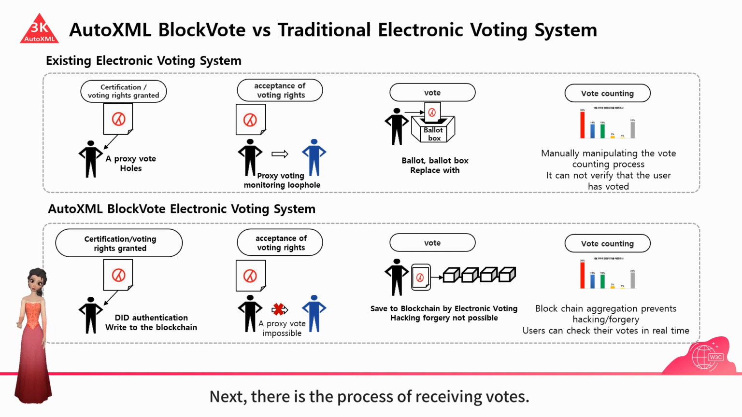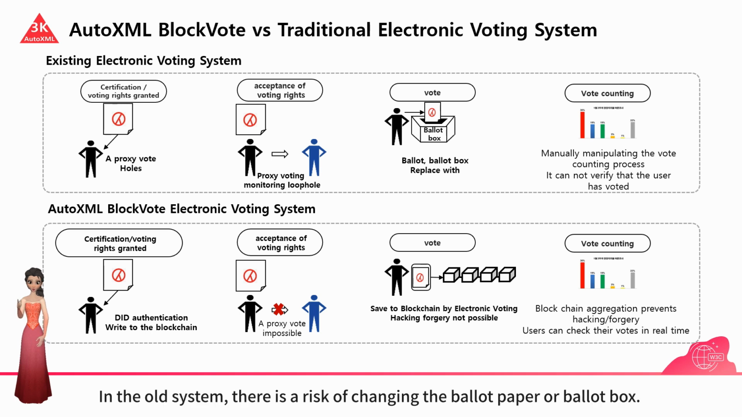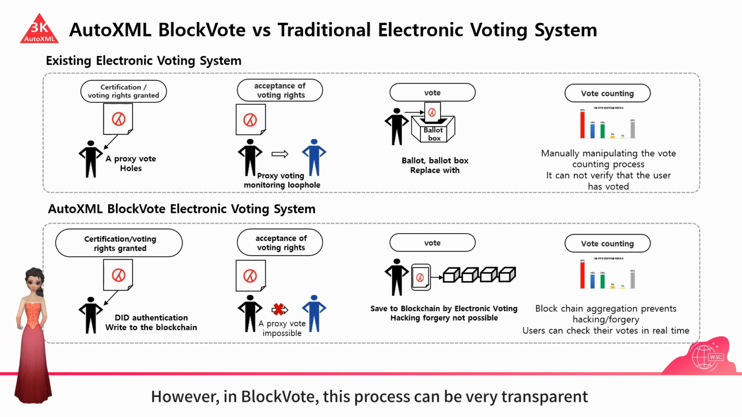Next, there is the process of receiving votes. In this process, there is a problem that it is difficult to monitor proxy voting in the existing system. There is no problem in BlockVote because proxy voting is not possible in the first place. The third is voting. In the old system, there is a risk of changing the ballot paper or ballot box. However, in BlockVote, this process can be very transparent because it is stored on the blockchain as an electronic vote.